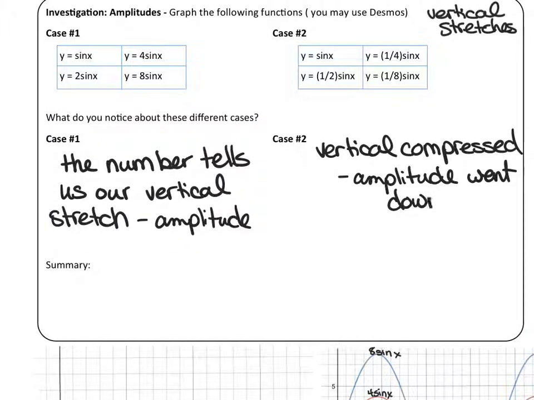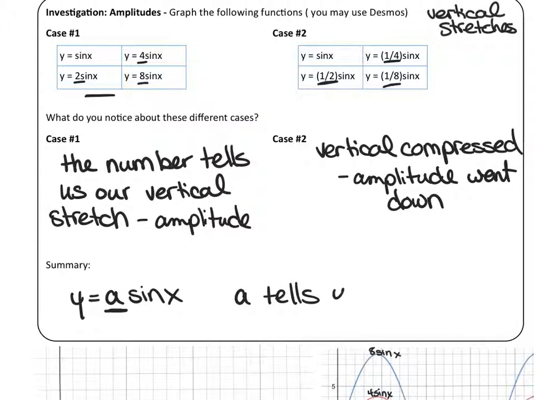That's because our numbers here were a half, a quarter, and 1/8. So they became smaller, meaning it got closer and closer to the axis. In case 1, the numbers got bigger, 2, 4, and then 8, so it became more stretched out. So in y equals a sine x, this a value tells us our amplitude.